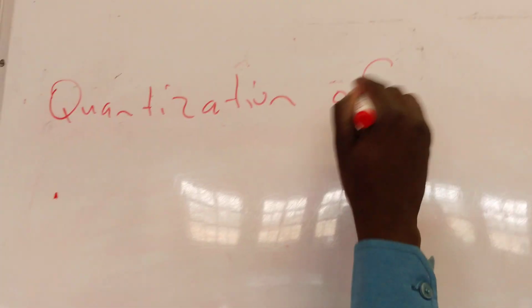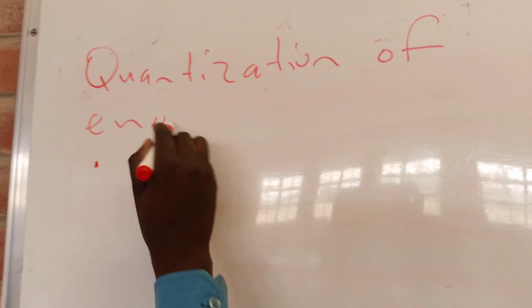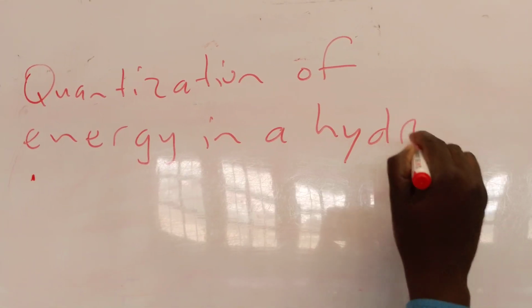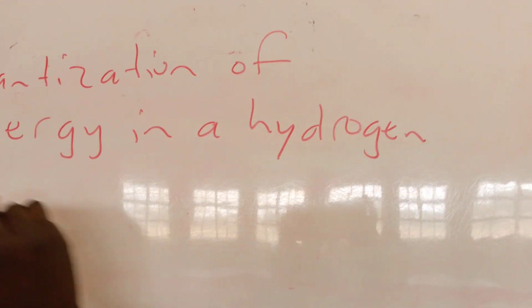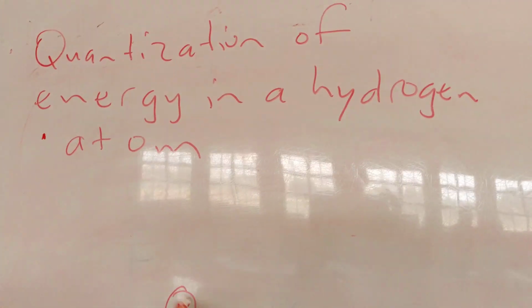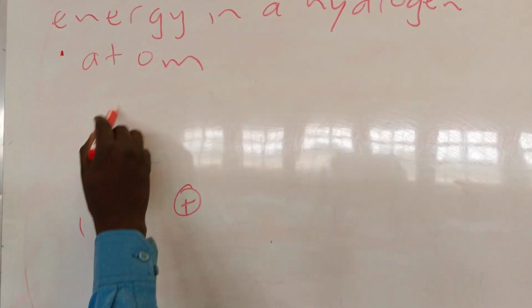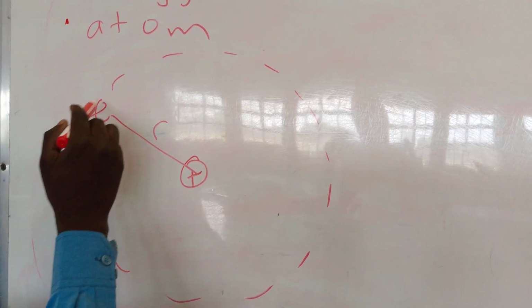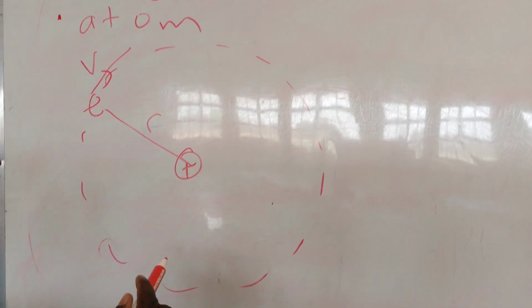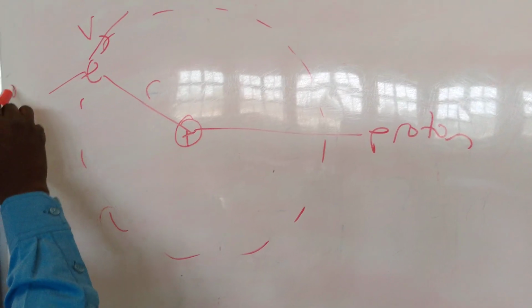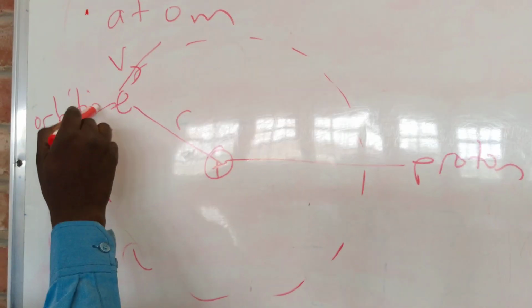Quantization of energy in a hydrogen atom. So we said the electron is orbiting about a proton with a radius r and at a speed v. So this is our proton, this is our orbiting electron.